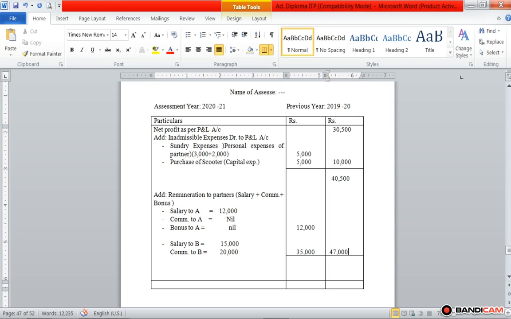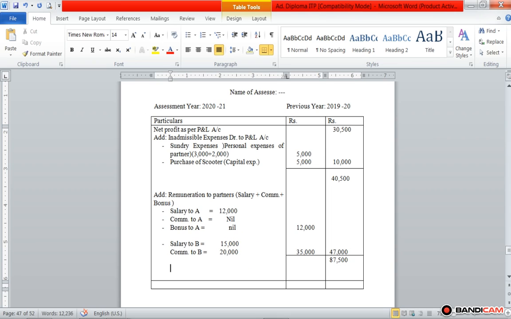Okay, so make the total. So total is equal to 40, it means 87,500. Okay, 87,500 is the total.